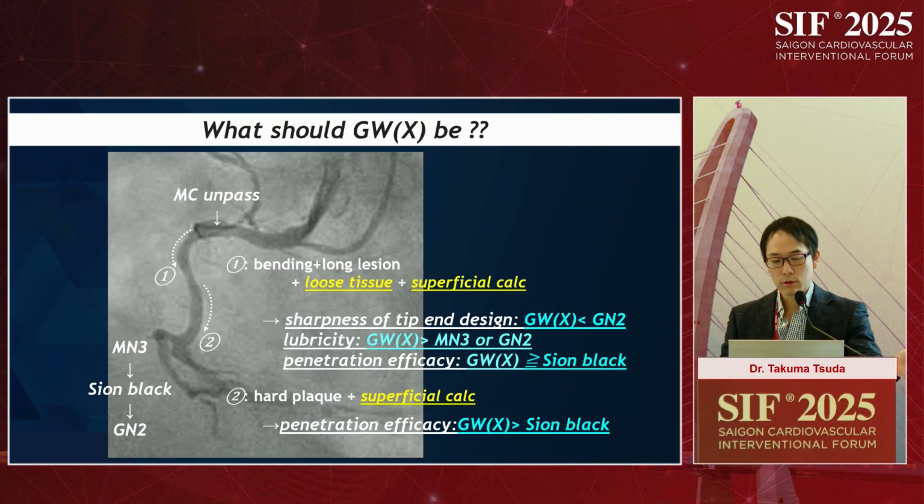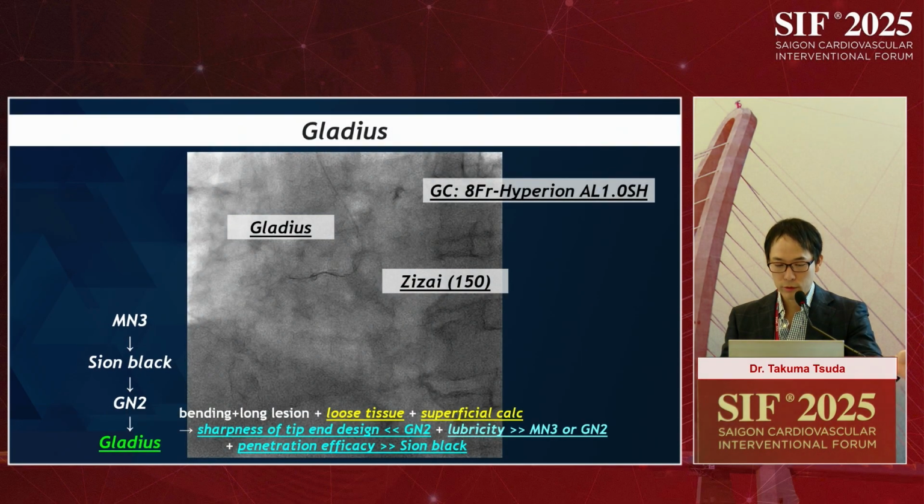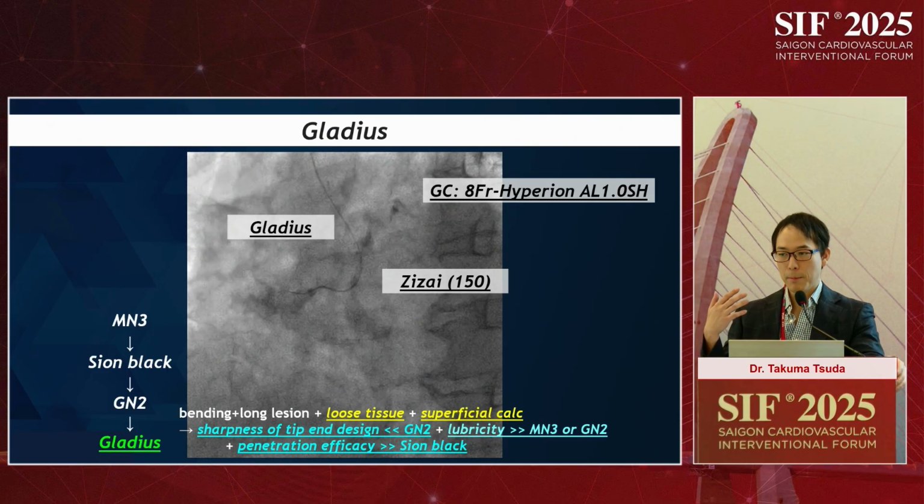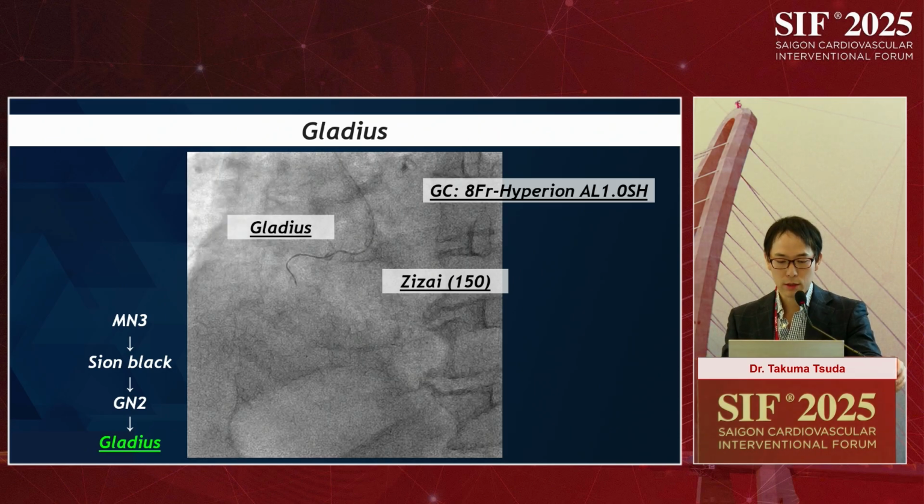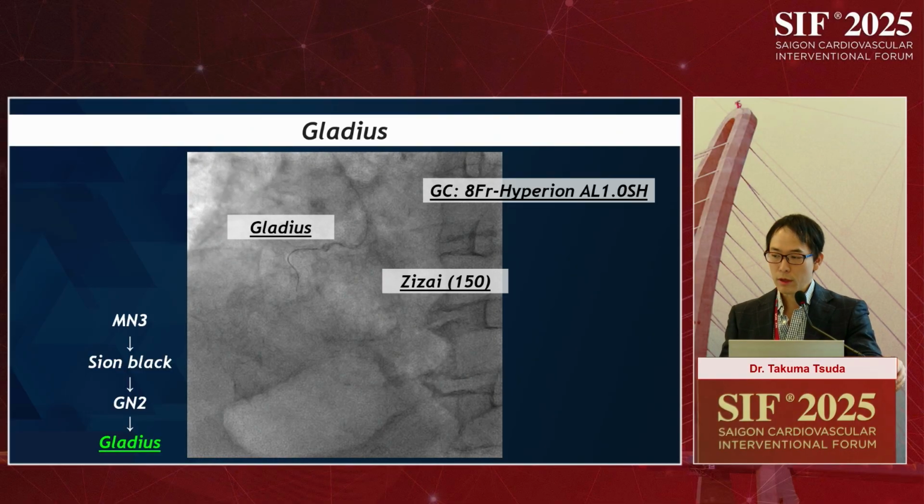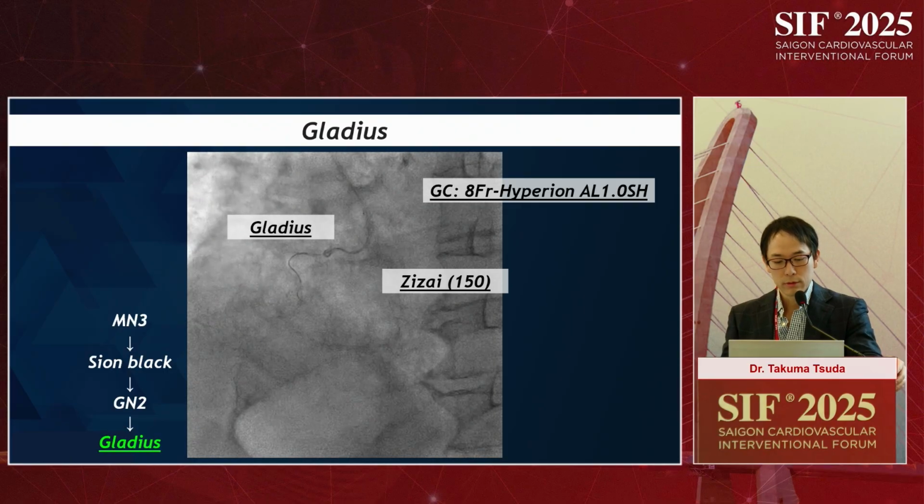But Suoh could not pass number two. Number two is a harder plug than number one. So that's why the guide wire X needs more penetration efficacy than the Suoh. What is that? The solution is Gradius. Okay, Gradius has the polymer jacket and also more penetration efficacy than Suoh. So that's why it could pass number one and also number two and get into the distal lumen like this. Okay, like this one.